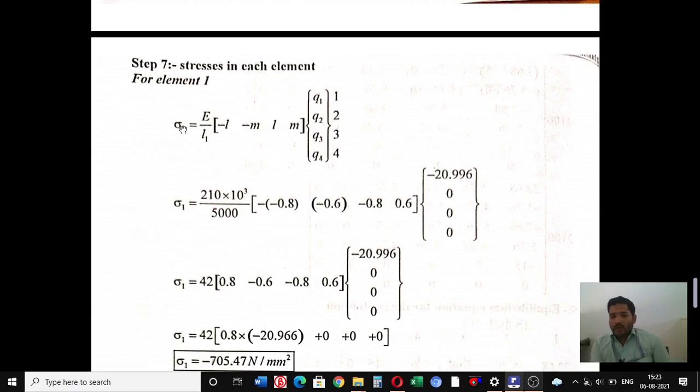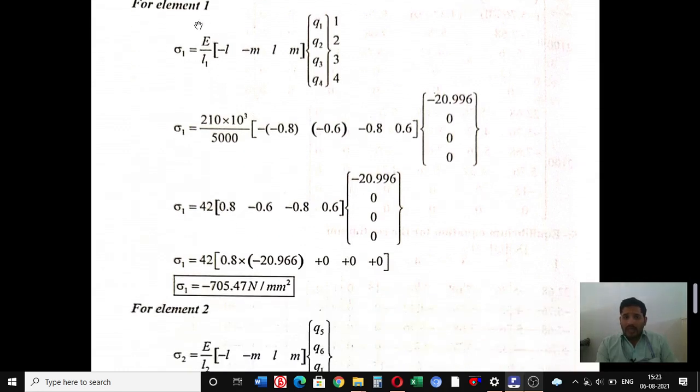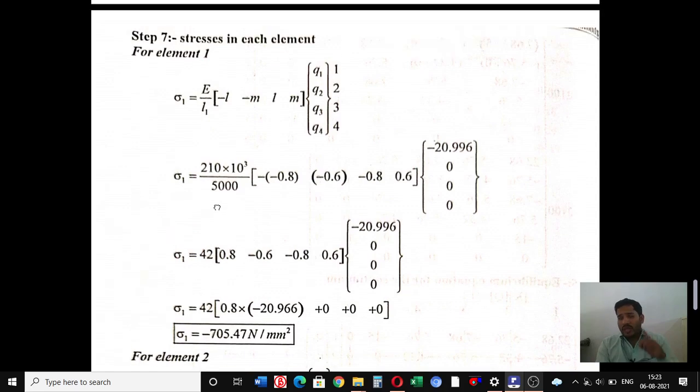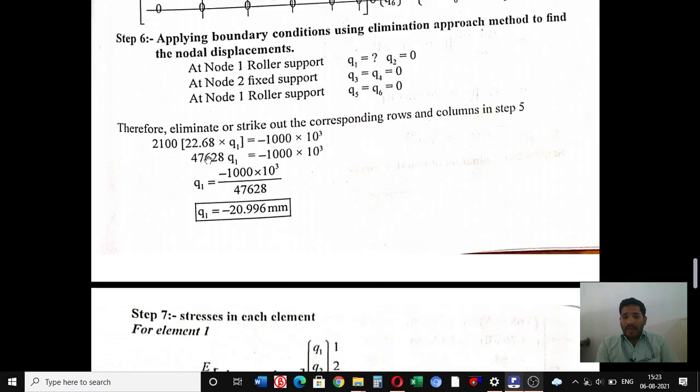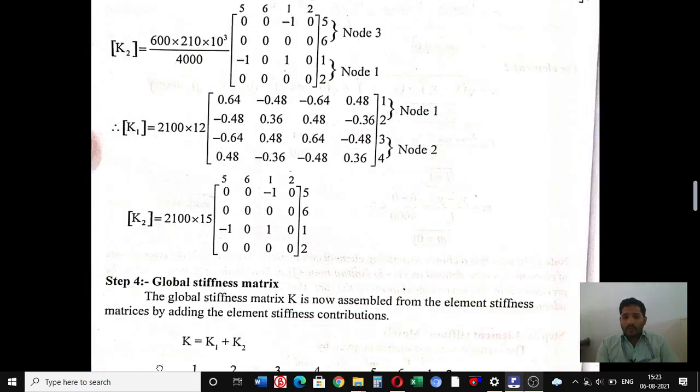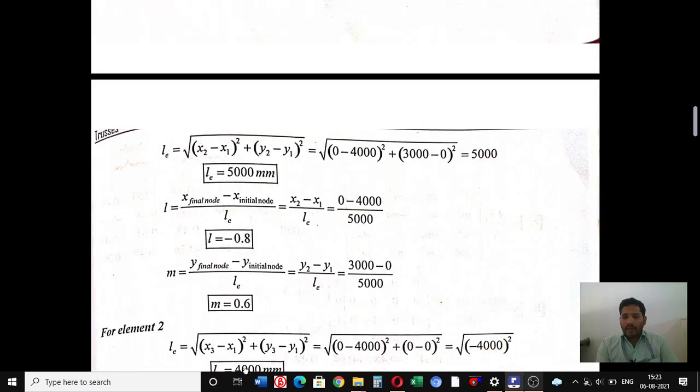The same formula we have to follow here. Sigma 1 equals E by L1 times minus L, minus M, L, M times Q1, Q2, Q3 and Q4. We can say these are the node displacements Q1, Q2, Q3, Q4, that is, nodes 1, 2, 3, 4. E indicates the modulus of elasticity, or Young's modulus, given as 210 into 10 power 3. The length of the first element is given as 5000. The minus L we have to take from the tabular column for the first element.